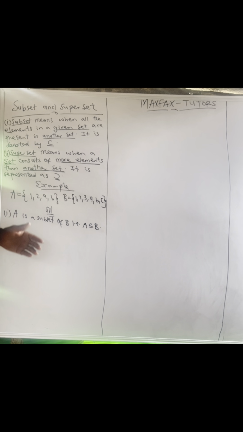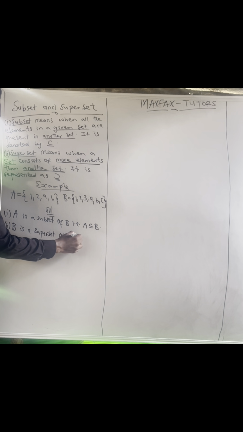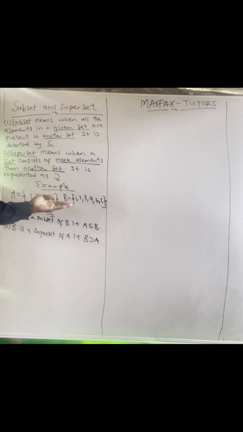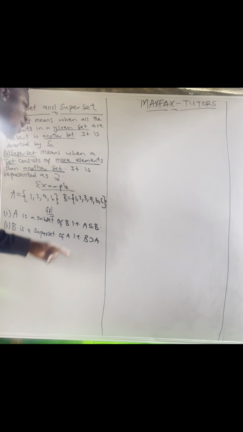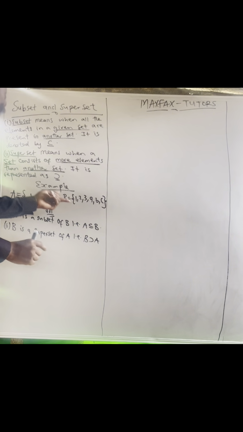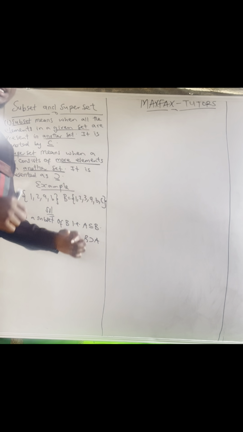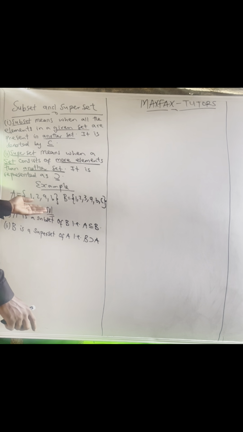So, guys, why is A a subset of B? The reason why A is a subset of B is because all the elements of A are found in B. All the elements of A are present in B. Also, we can say that B is a superset of A. So, guys, why is B a superset of A? The reason why B is a superset of A is because B contains more elements which are not in A. B contains more elements than A.